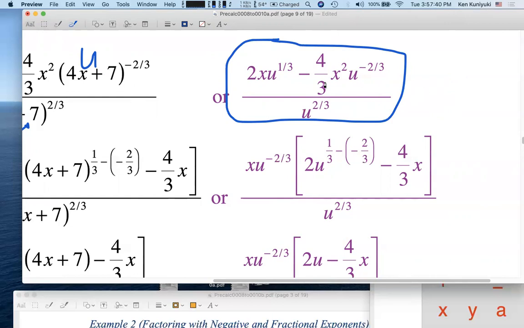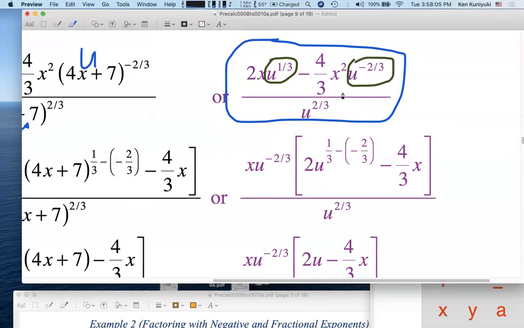Okay, now, again, you could factor out a 2, but let's not do that right now. Factoring out an x, we may or may not have to do that. Let's go ahead and do that. Let's factor out an x. Let's be ambitious. Let's also factor out the appropriate power of u. Again, we have u to the 1/3 here. We have u to the negative 2/3 here. We would factor out u to the negative 2/3.